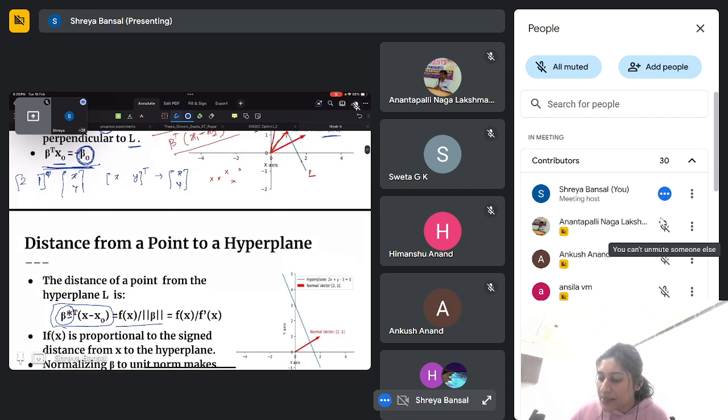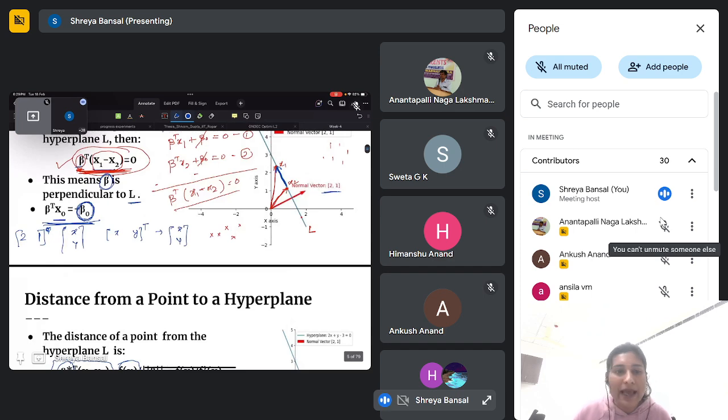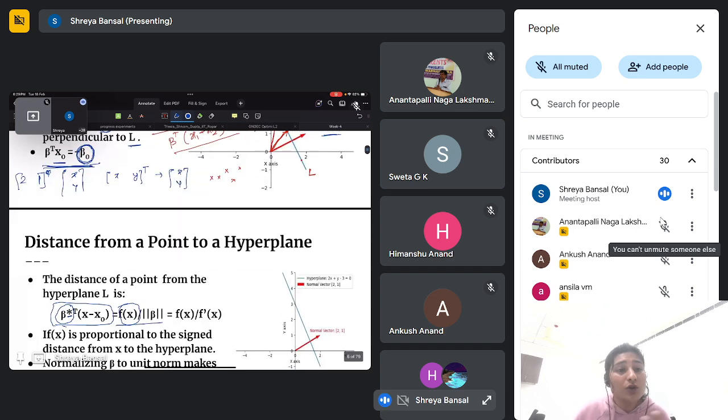Look, this is actually fx, and if we want to normalize something, we have to divide it by its magnitude. How do we normalize a vector? If we have a vector v, its normalization is vector v divided by its norm. So here we are normalizing fx by dividing it with the norm of beta.